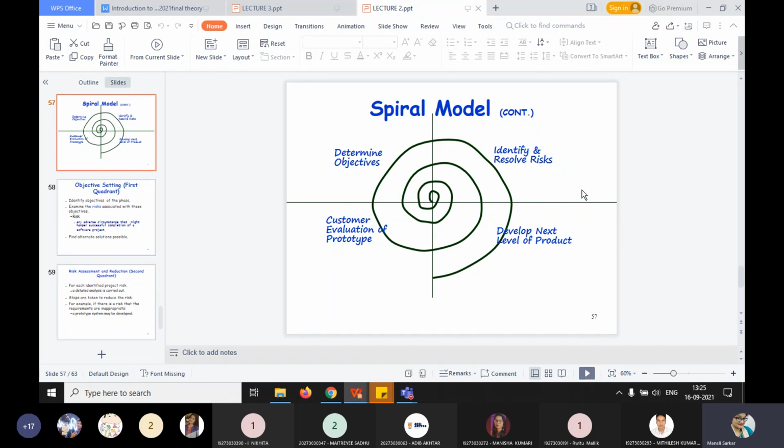So that's why before starting the project, you do not have any idea how many loops it will take, because the decision is taken dynamically, based on the customer evaluation, or the risks present in the second phase, or the development of the next product. The product manager defines the number of phases that the project will undergo. Therefore, while using this model, the project manager needs to play a very crucial role in tuning the spiral model of the project.